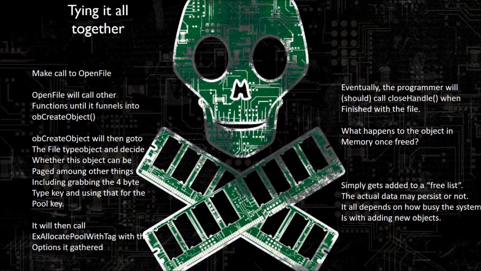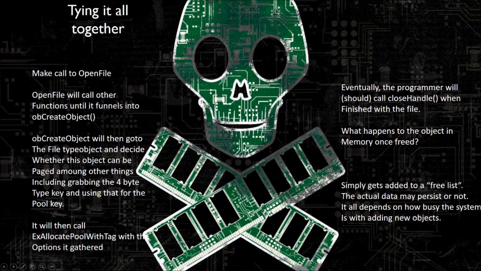And then once it's done that, you have that executive object in memory until you say you don't need it anymore. And that's the point I really want to emphasize here, is when you say you don't need it. The programmer should call CloseHandle when finished with the file, but anyone who's done any kind of operating system programming before knows that it's very easy to forget that little tiny detail.